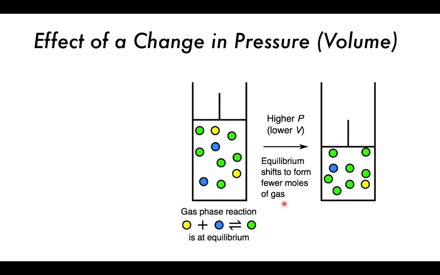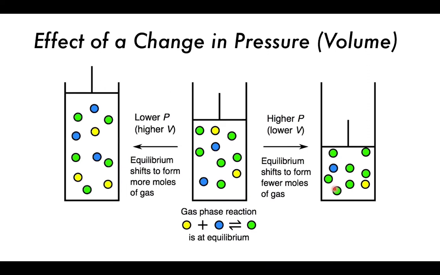So this is where the delta n is not equal to 0. There are 2 moles on this side, there's 1 on this side. So by consuming 2 moles and producing 1, we reduce the number of molecules in the same space by half. And so what happens is we consume the reactants to form products at higher P.